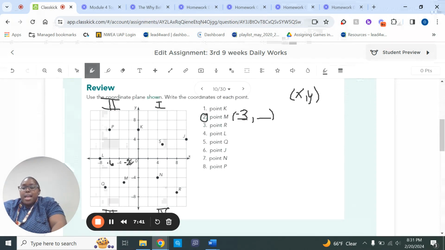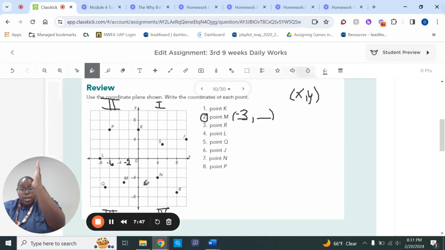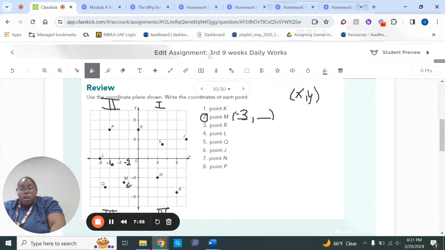Now that I found my X, let's find that good old Y. So Y is vertical. Y goes up and down. X goes left and right. Y goes up and down. So now I need to figure out how far I went down, because I definitely didn't go up. So I passed -4 and I went in the middle. And then we have this line.